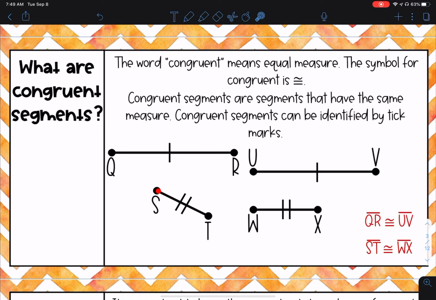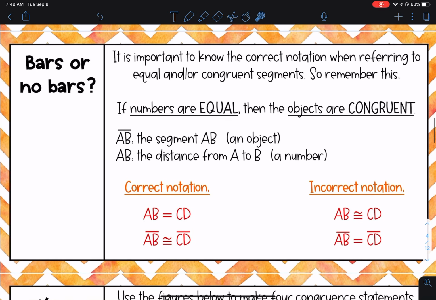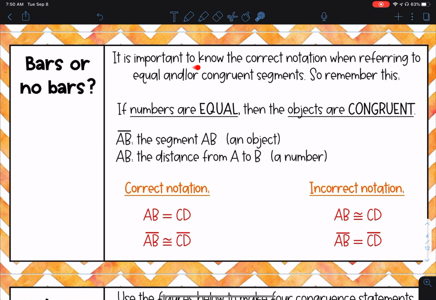And then we have another one that says ST is the same thing as WX. And they showed that down here in red. Okay, QR, the same thing as UV, and ST is the same thing as WX. It is important to know the correct notation when referring to equal and or congruent statements. So just remember this. If the numbers are equal, then the objects are congruent.